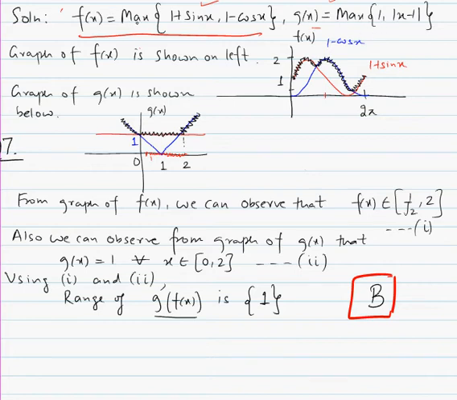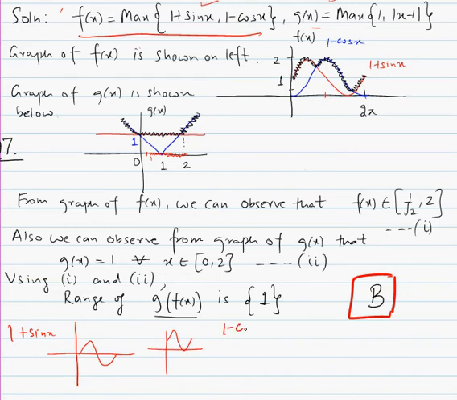Now the f(x) function is given in the form of the maximum of 1 plus sin x and 1 minus cos x. You know how to handle these kinds of functions. We draw the graph of 1 plus sin x, we draw the graph of 1 minus cos x, and for every value of x we compare the two and take the maximum and assign it to f(x), right? So the graph of 1 plus sin x, we draw the graph of sin x first and shift 1 unit in the upward direction. So this is the graph of 1 plus sin x.